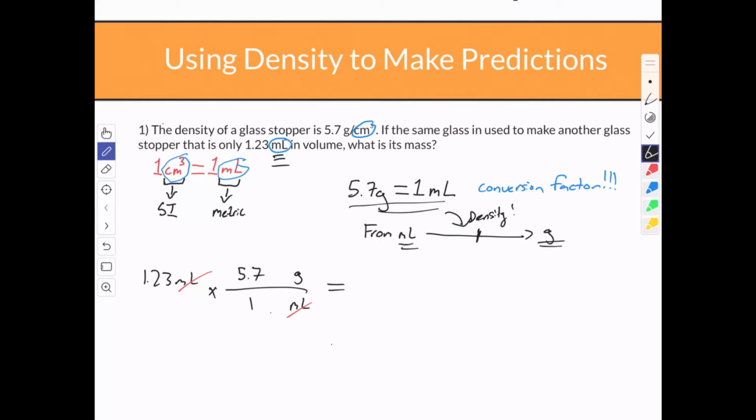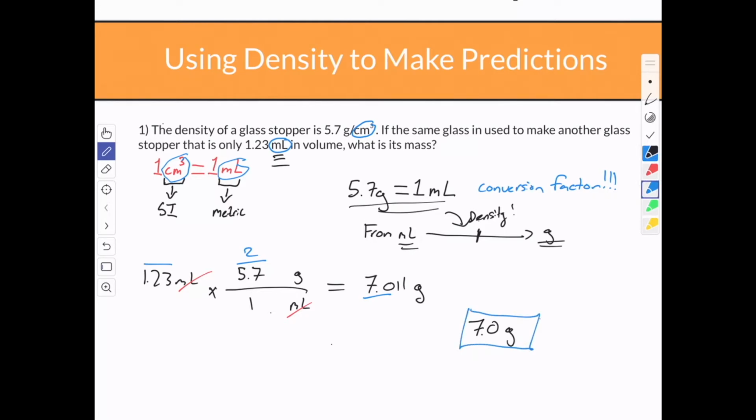And I get 7.011, and that's grams for every milliliter. And I need to make sure I do my sig figs right. So I got 2 here, and let's do a different color. 2 here and 3 here, so I should have 2 in my problem. So it's going to be 7.0 grams per milliliter. Oops, not grams per milliliter. What am I talking about? This isn't density. We're solving for mass. There we go. Grams. 7.0 grams.